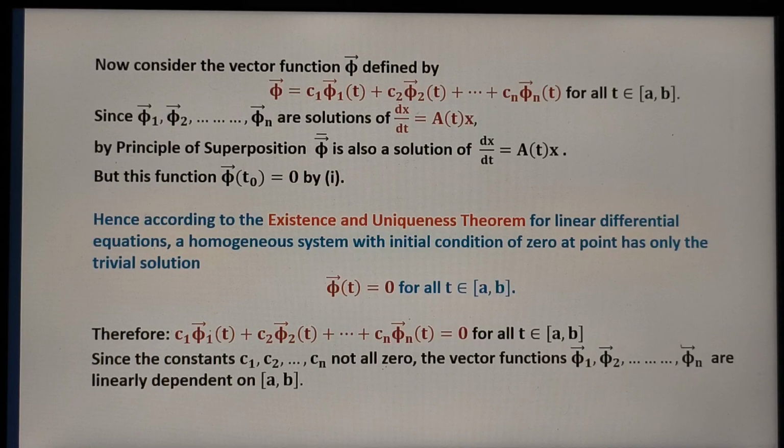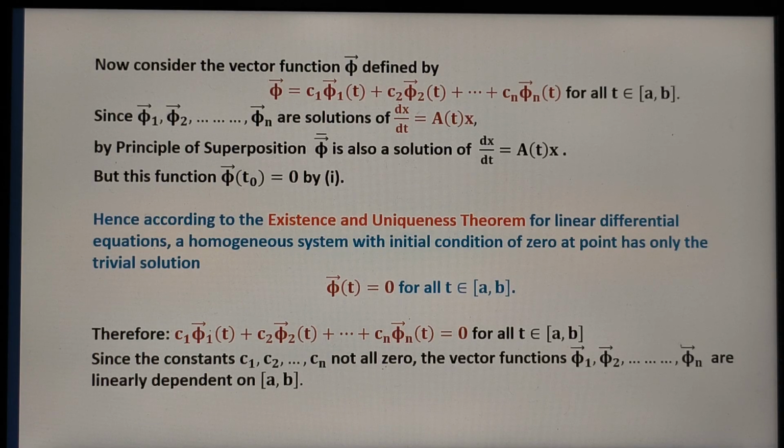But the function phi(t0) equal to 0, we considered that. So according to the existence and uniqueness theorem for the linear differential equation, a homogeneous system with initial condition 0 at a point has only the trivial solution phi(t) equal to 0 for all t belongs to [a, b]. Therefore c1 phi 1 plus c2 phi 2 plus cn phi n equal to 0 because phi equal to 0.